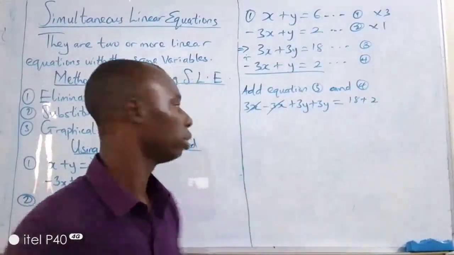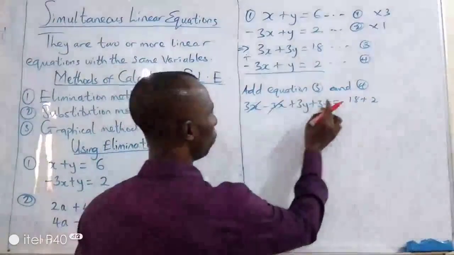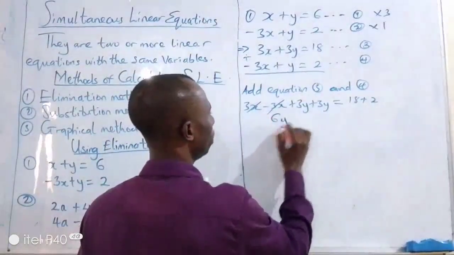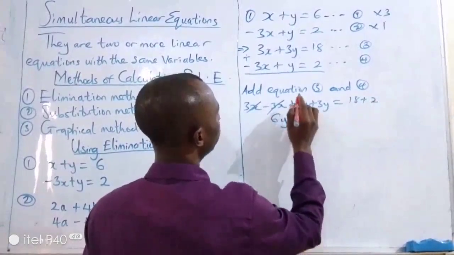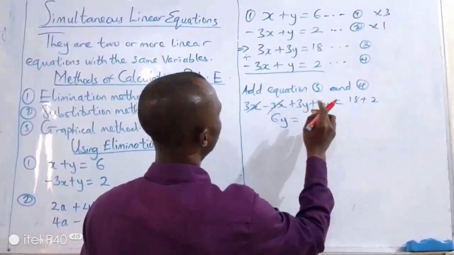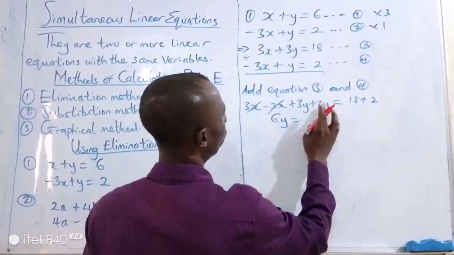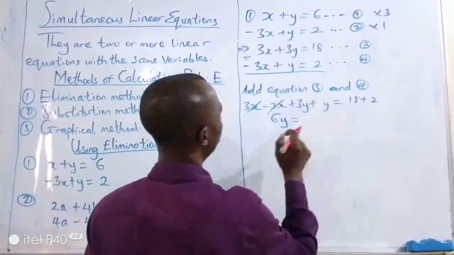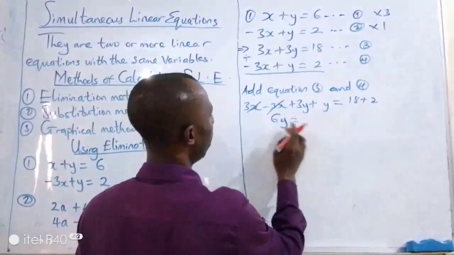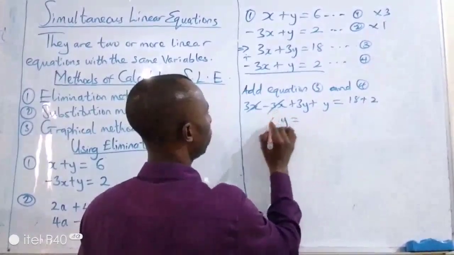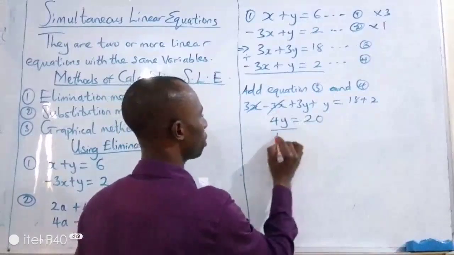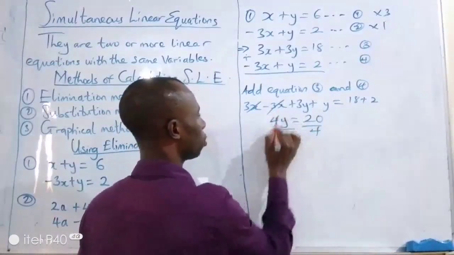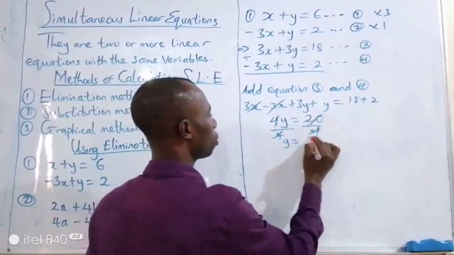So x is gone. Therefore I have 3y plus y left, sorry, apologies, and that will be 4y, which is equal to 18 plus 2. So I have 4y equals 20. Now for me to get y, we divide by 4. 4 cancels 4, so y equals 5.